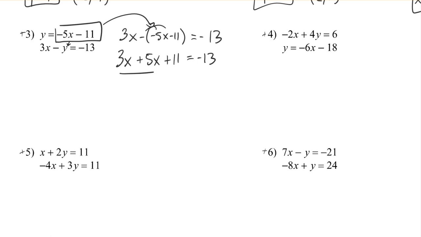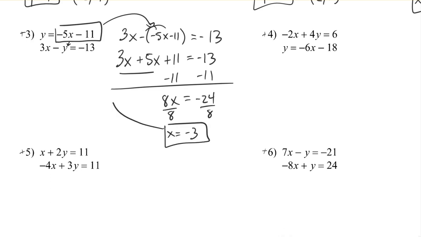So again, we want to combine our like terms, and we want to move that 11 over to the other side. So 3x and 5x makes 8x. We move the 11 over, so 8x equals negative 24. Divide by 8, and so x equals negative 3.